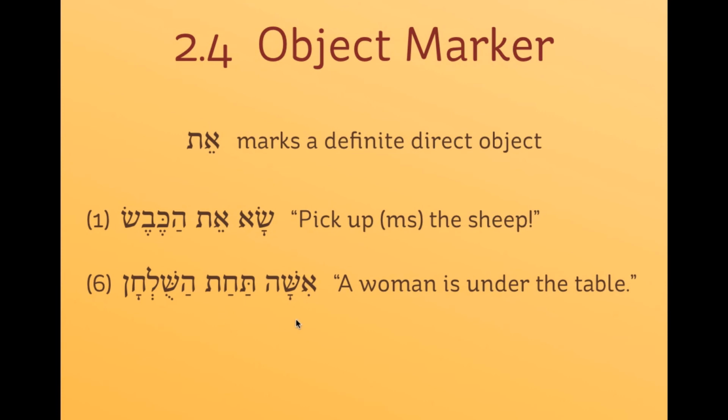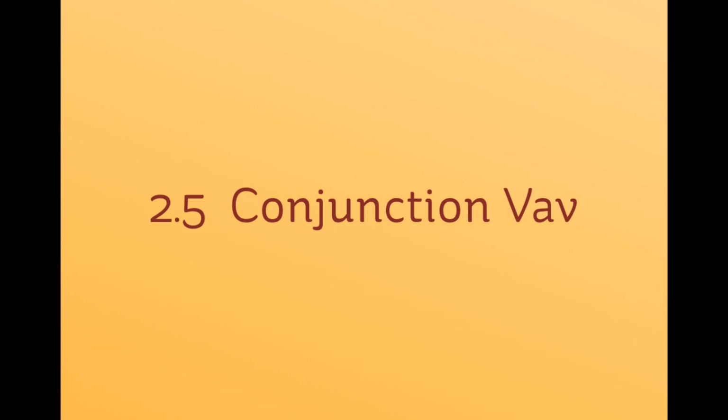So number 6, Isha tachat ha-shulchan. Ha-shulchan is a definite noun, and it's an object, but it's not the direct object of a verb, it's the object of a preposition tachat. And so you don't get et. Et only marks a definite direct object of a verb. And finally, conjunction vav.